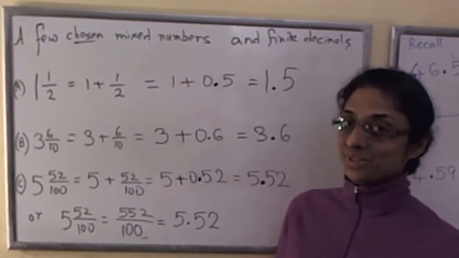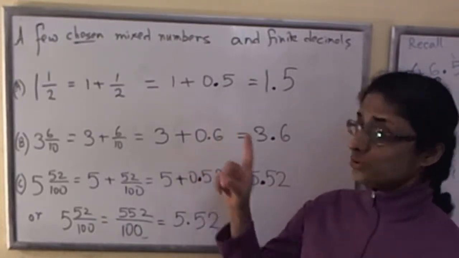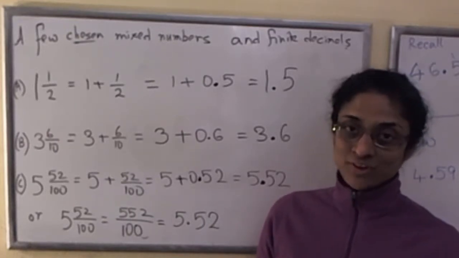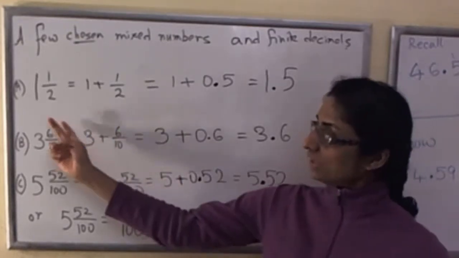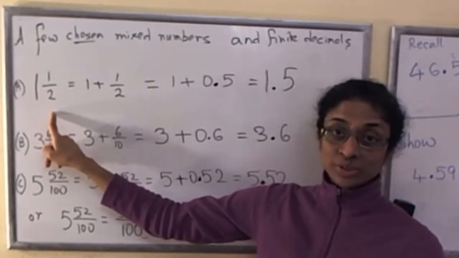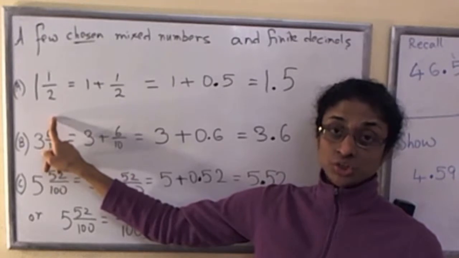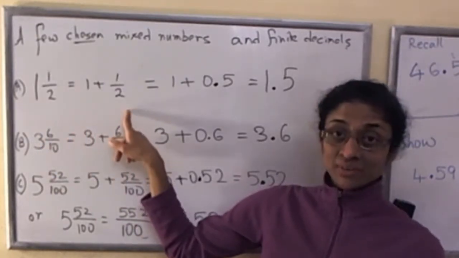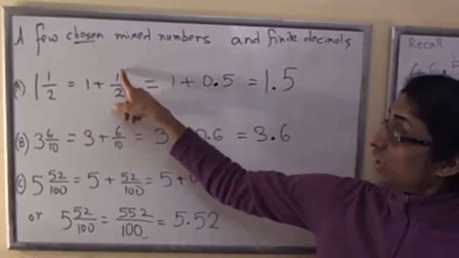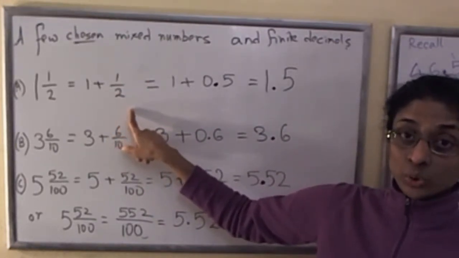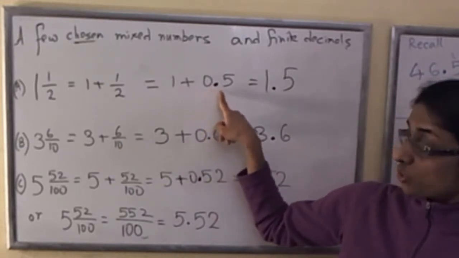Hi, in this video I hope to discuss a few specially chosen mixed numbers and how to rewrite them as finite decimals. So let's look at what I have. I have the mixed number 1 and 1/2, which we know is just an abbreviation or a shorthand way of writing 1 plus a half. And then what we have here is the proper fraction 1/2. We know from another video that it is the same as the finite decimal 0.5.